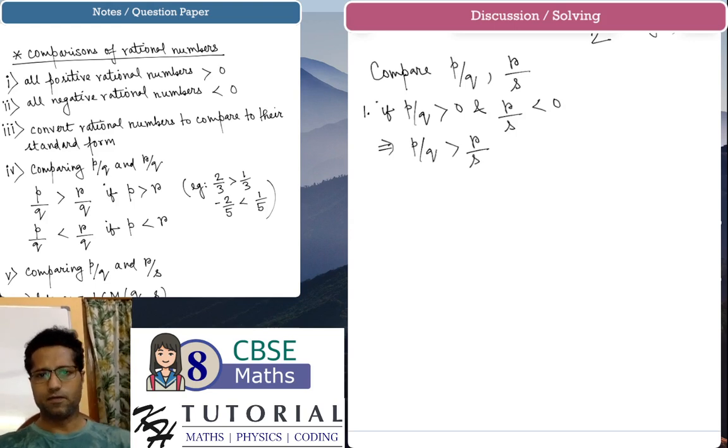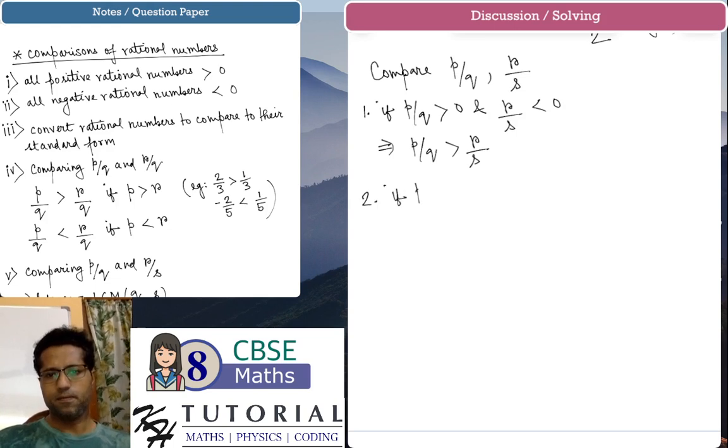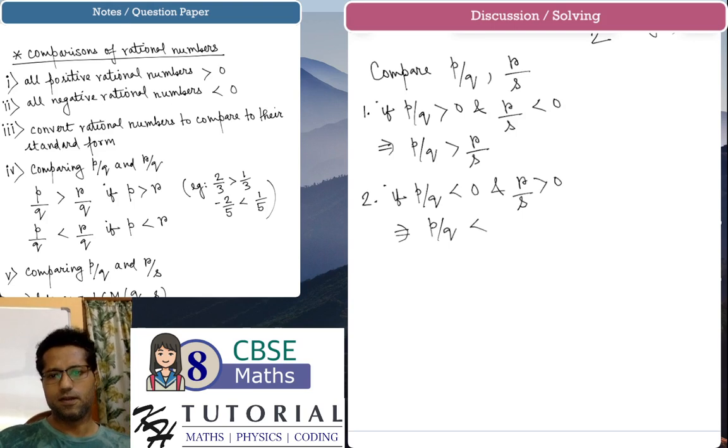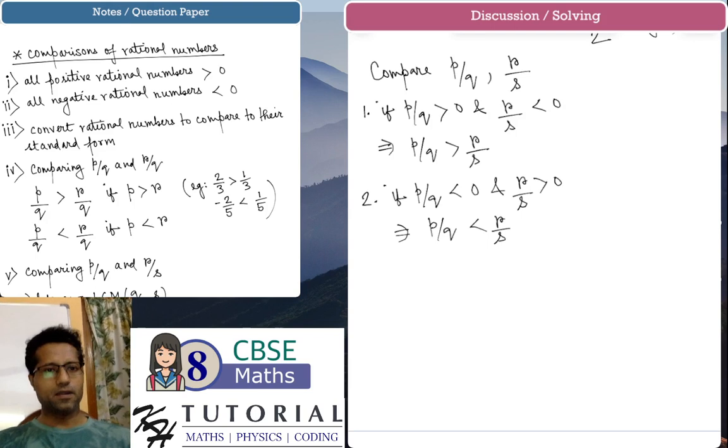Now it could be the other way around, the opposite. If p by q is a negative rational number and r by s is a positive rational number, this will obviously imply that p by q is less than r by s. I just explained in the notes, if you see, it is written that all positive rational numbers are greater than 0 and all negative rational numbers are less than 0.